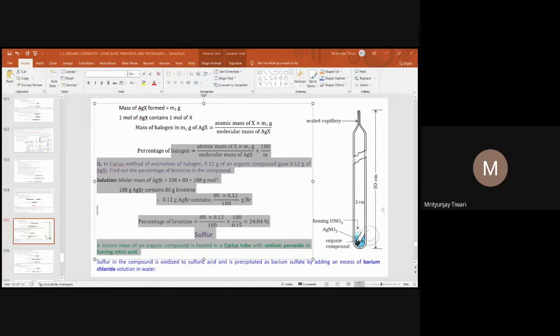So the molecular mass of barium sulfate will be calculated using 137 as the average atomic mass of barium, or the mass number of barium.